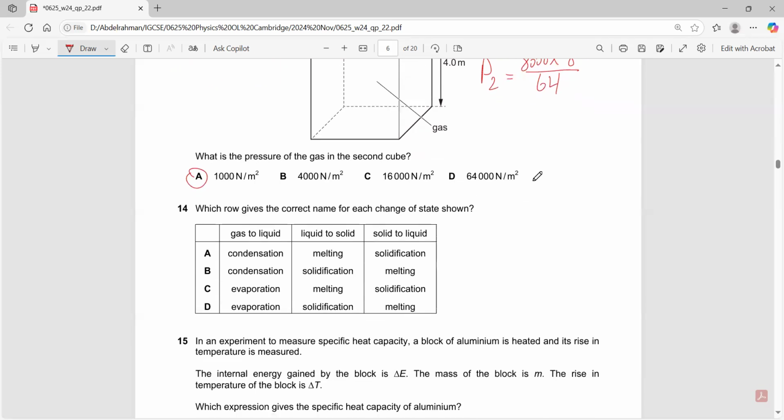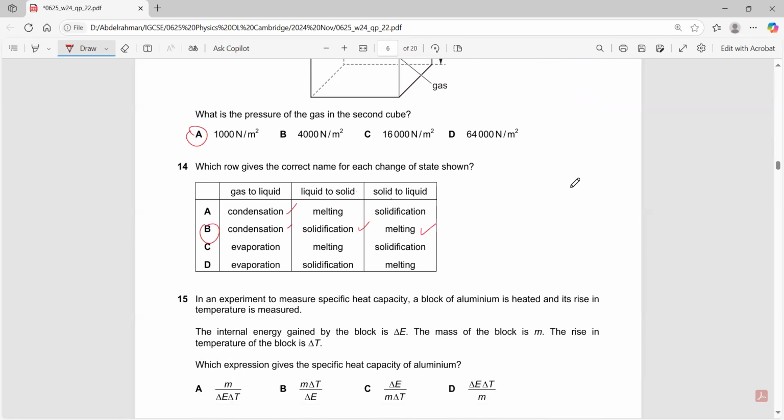Which row gives the correct name for each change of state shown? Gas to liquid, yes, it is condensation. Liquid to solid, solidification. Solid to liquid, melting. Yes, B.